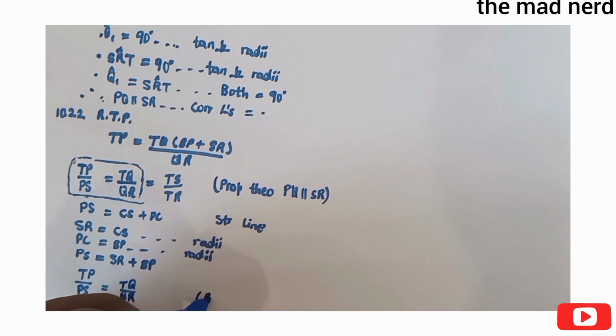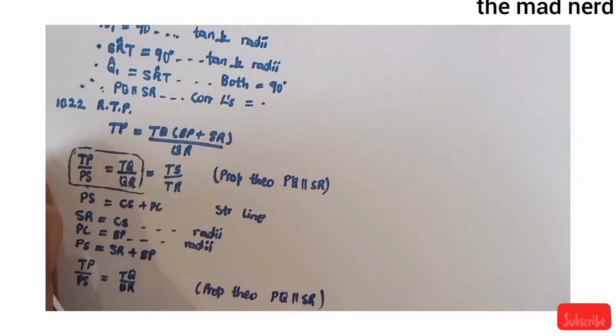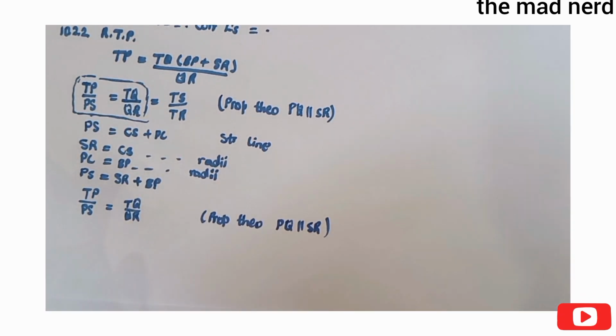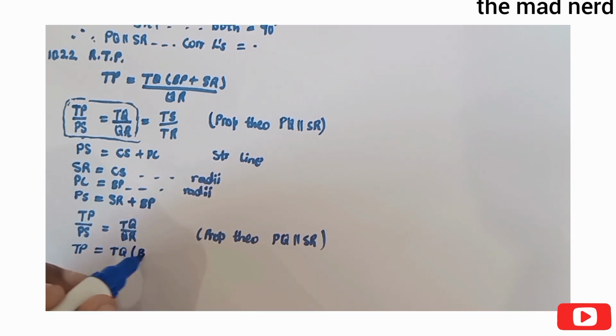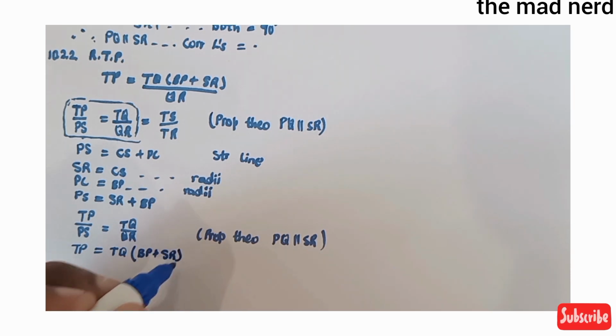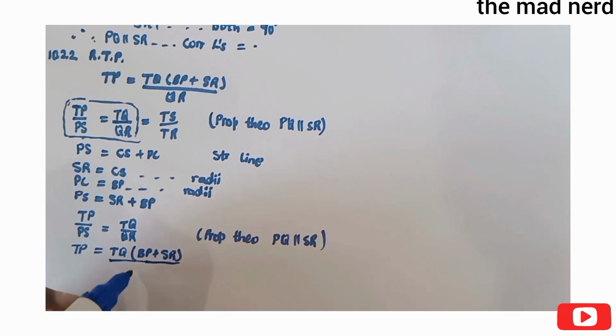Then we can say prop theorem with PQ that is parallel to SR. And then what you can do now is say TP over PS is equal to TQ over QR, and then we replace PS with the SR and BP, and then we say BP plus SR over QR. And then that's it. And that's it for 10.22.